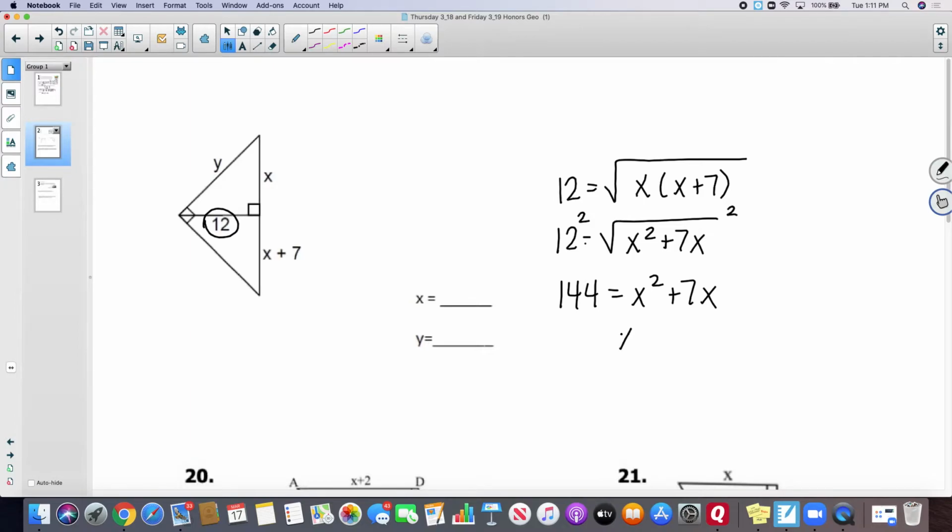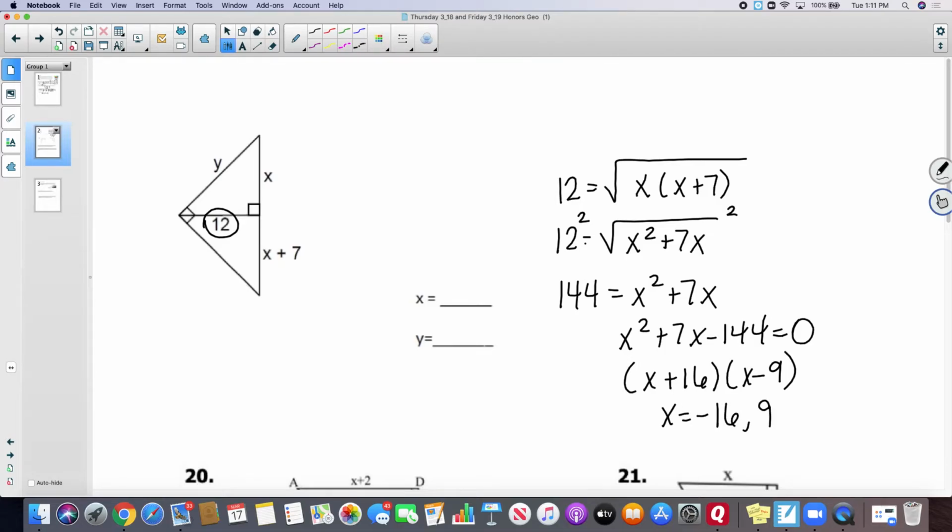Move that 144 over. And we need to see if we can factor. So in this case, we're going to use x plus 16, x minus 9. So that gives us that x equals negative 16 or positive 9. So we're getting rid of this one. So my x equals 9. So this is 9 and this is 16.